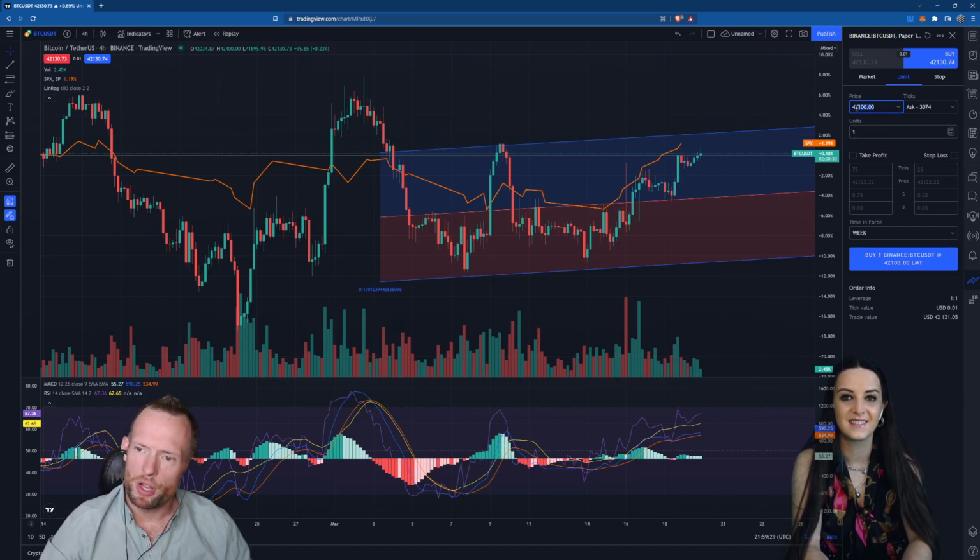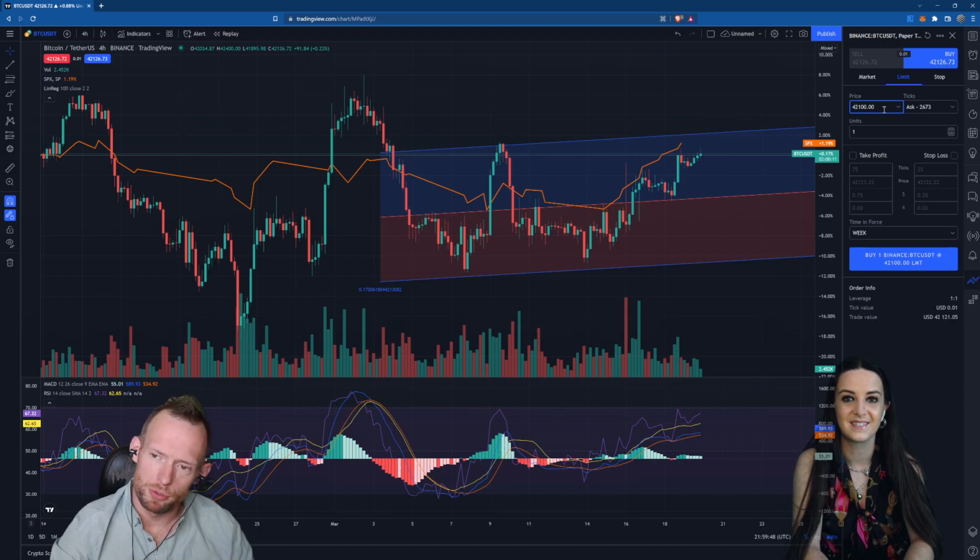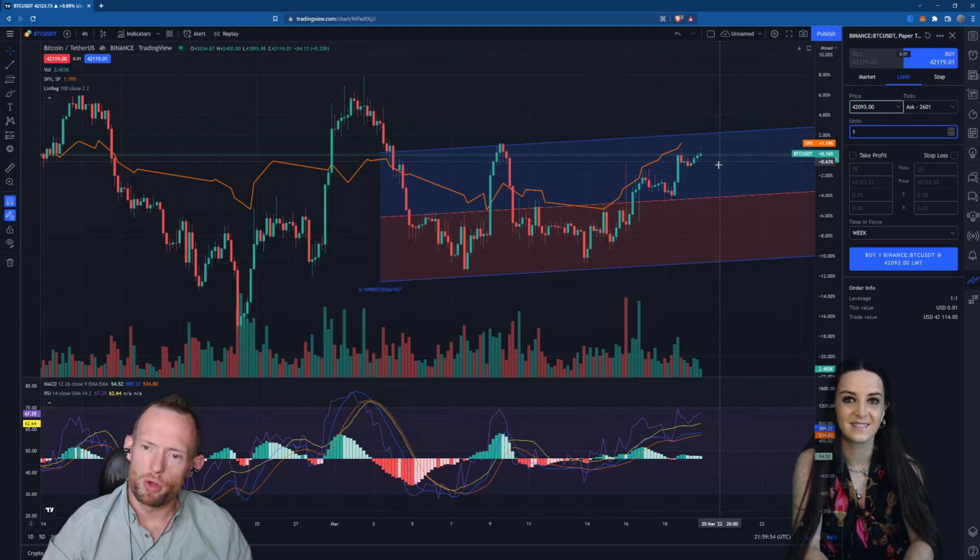So in general, we don't recommend placing trades at even numbers. These are psychological thresholds. If I think the price is going to come down to 42,100, I'm going to want to place my price either a little bit above an even multiple, like 42,107, or a little bit below if I think the price action is going to dip a little bit further. So why don't we try 42,093?